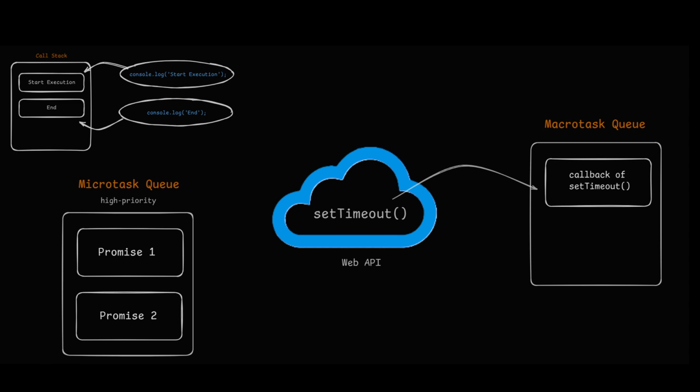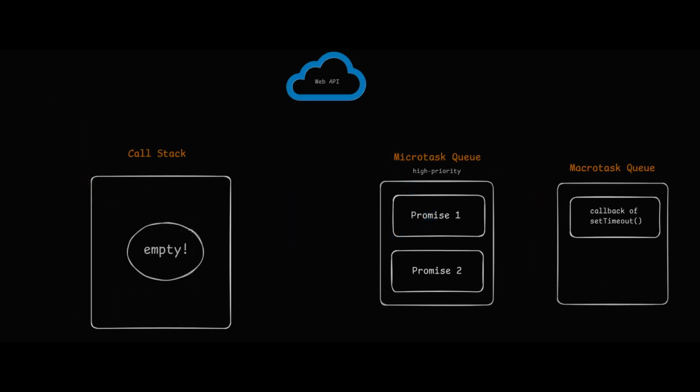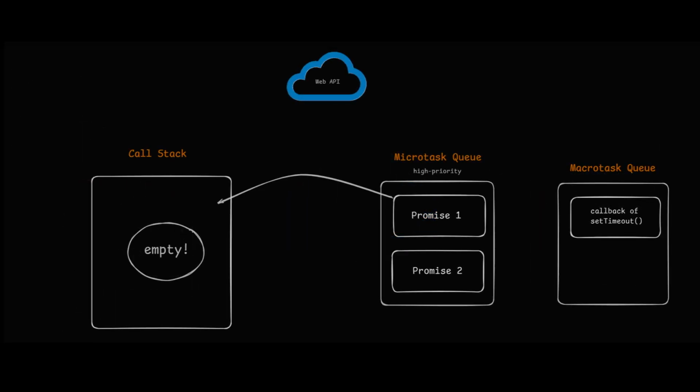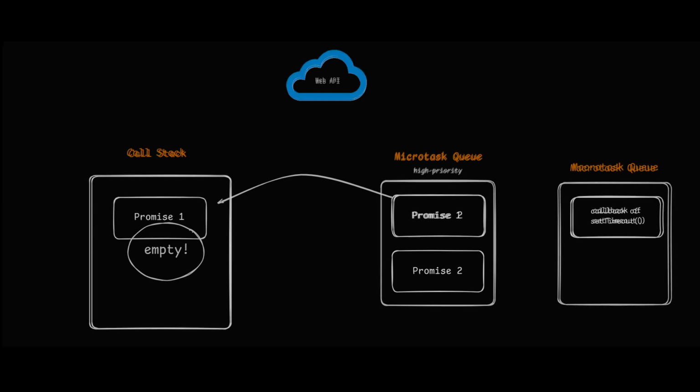Now, the call stack is empty. The event loop checks for work. It sees the Microtask Queue has a task, so it runs the promise1 callback.